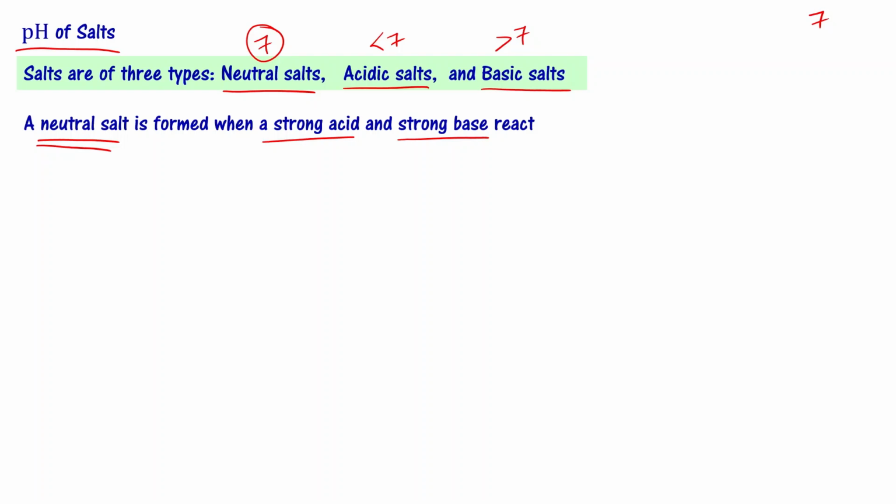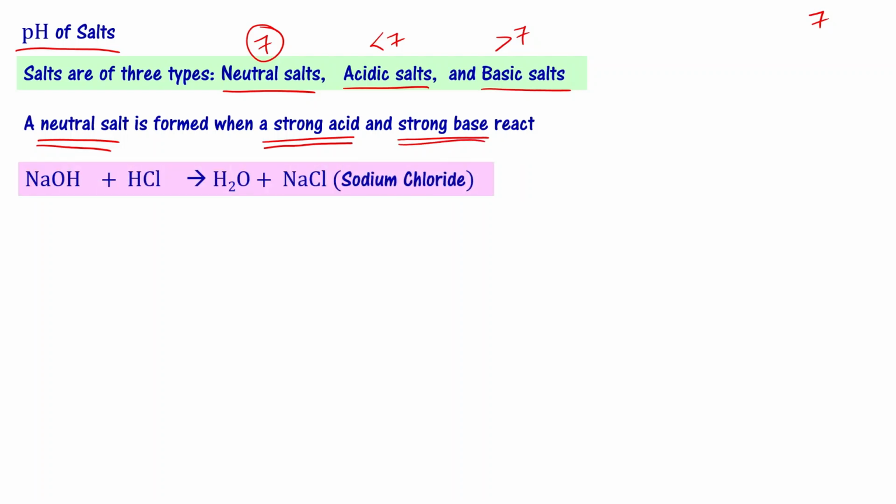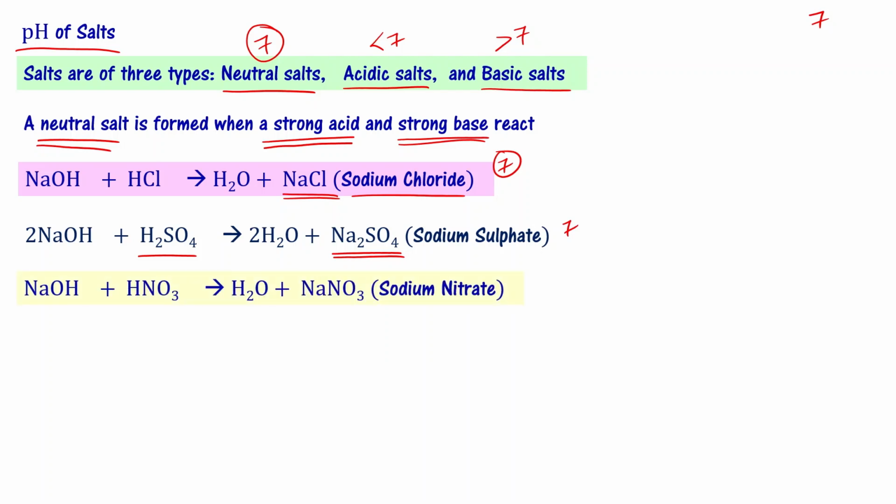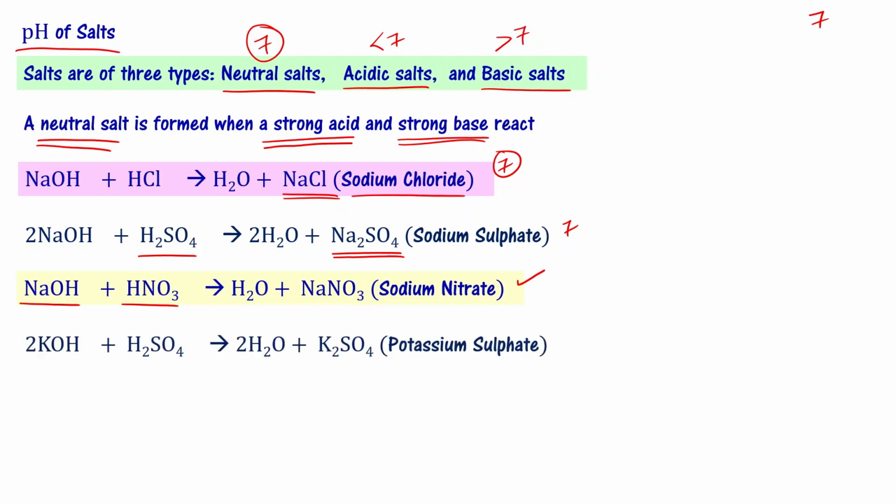Okay, for example, we have seen certain strong acids reacting with strong bases, right? NaOH reacting with HCl giving rise to NaCl. This is sodium chloride, its pH is 7. NaOH reacting with sulfuric acid gave sodium sulfate. Its pH is also 7. Similarly, sodium nitrate, which is formed by the reaction between NaOH and HNO3. Its pH is also 7, because this is also a neutral salt.